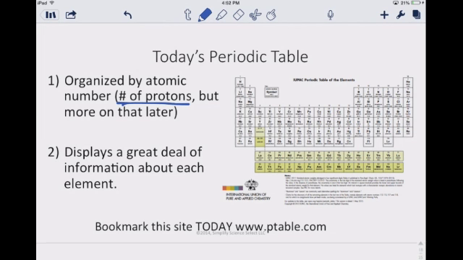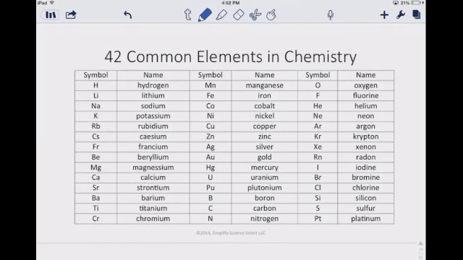A good periodic table to use is ptable.com. Make sure you go to that, bookmark it on your computer so that you can go to it and use it when you're at home. Great periodic table is ptable.com. Jumping in, our 42 common elements in chemistry. You can go ahead and pause it right here and take a look at all of those. These are the ones that we expect you to know, expect you to be able to do.